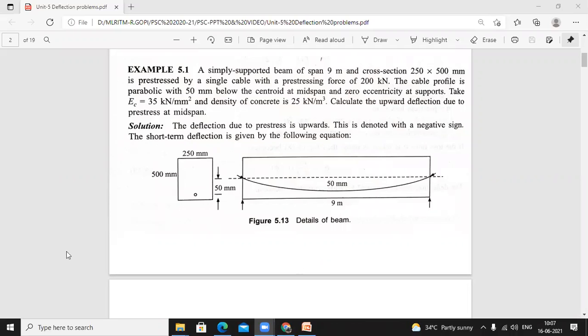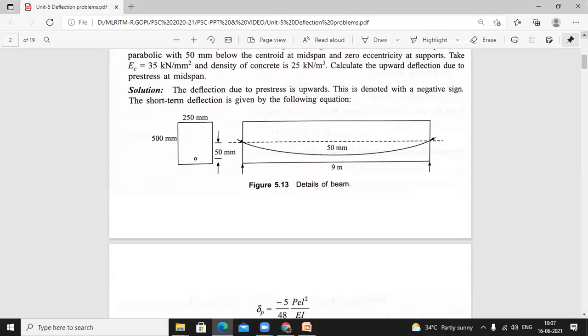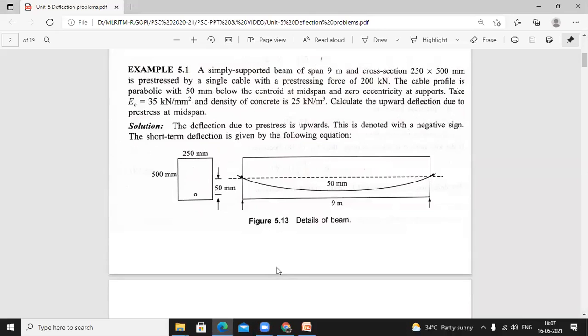Okay, students, I will give 1 minute time. Understand this problem. After that we will go to the second problem. If you have any doubt in this problem, you can ask me.